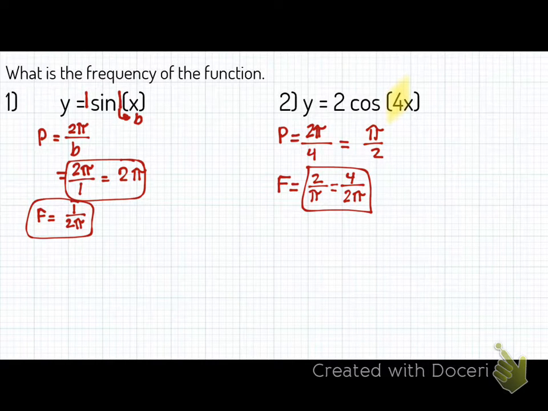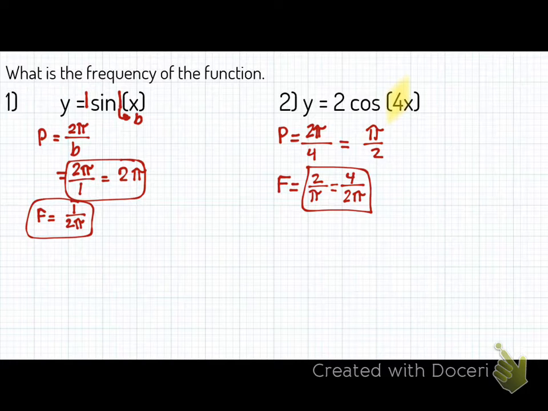So our final answer could be any of these two. We could say that the frequency is either 2 over pi, meaning it'll have 2 periods within 1 pi, or it could have 4 periods within 2 pi. Okay? Which answer will be on the test? Either one.